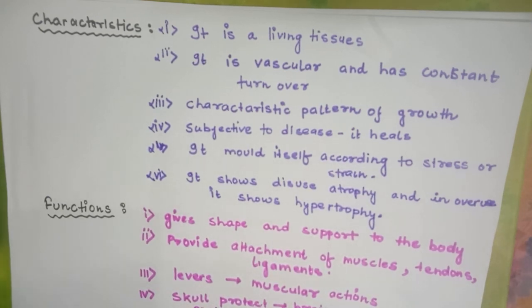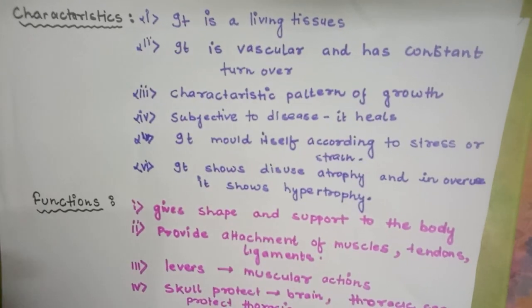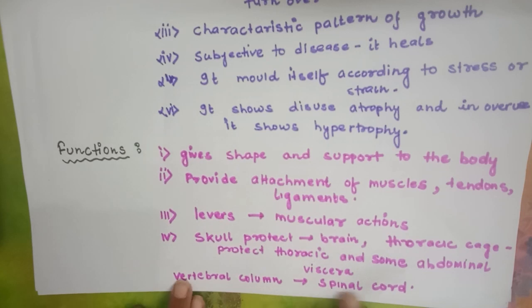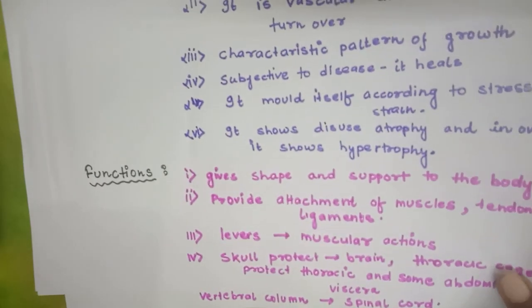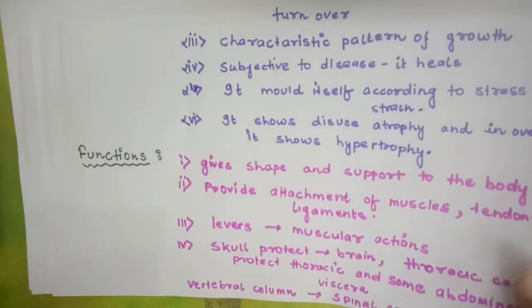Fourth function is protection. Some parts of the bone, for example the skull, protect our very delicate organ called the brain. Then the thoracic cage protects our thoracic part and also our abdominal viscera. Now the vertebral column protects our spinal cord. So bone also protects our internal organs that are very delicate and need to be protected from any external injury.